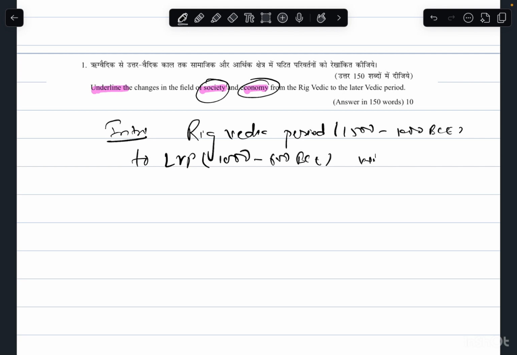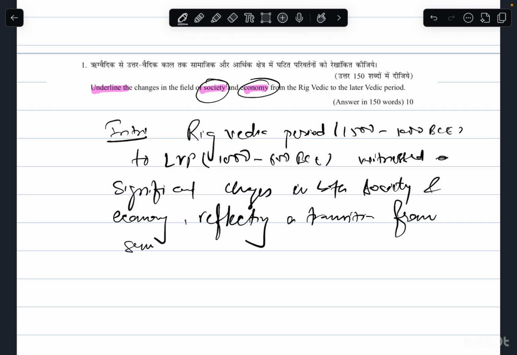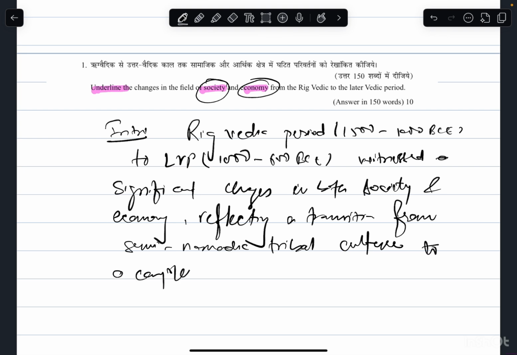So this time period witnessed significant changes in both society and economy, reflecting a transition from a semi-nomadic tribal culture, as we all know the Rig Vedic or early Vedic period was semi-nomadic in nature, to a complex agrarian economy.